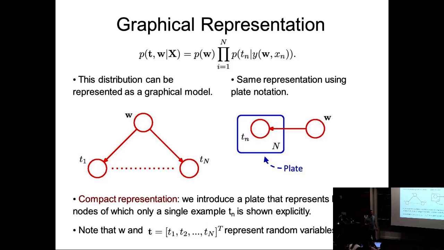Note that in this case, W, the parameters, represent random variables, and the targets that you're trying to predict are also random variables, right? Because that's how you're specifying. Anytime you're specifying a distribution over something, that something is usually a random variable. You can think of it that way.